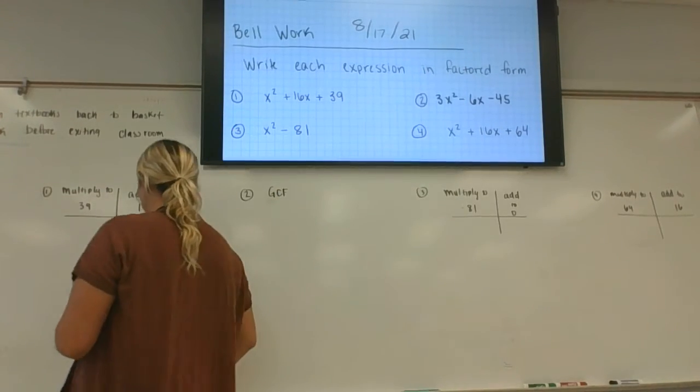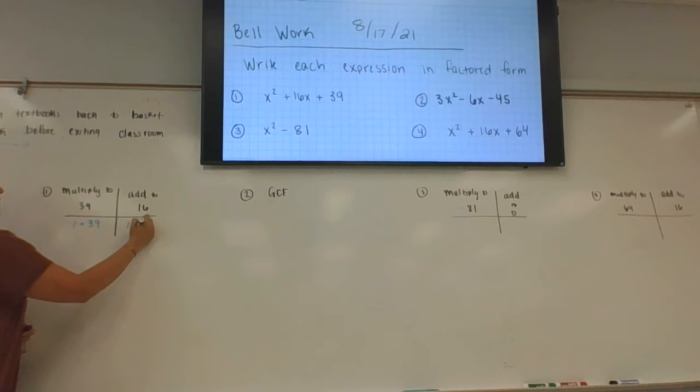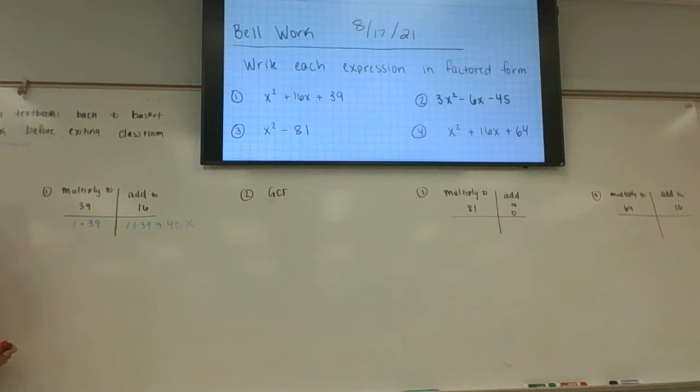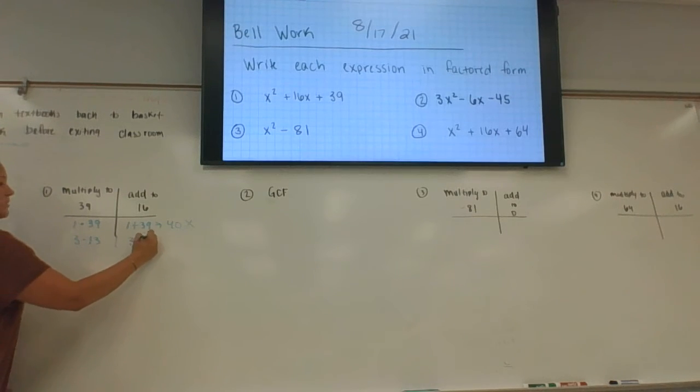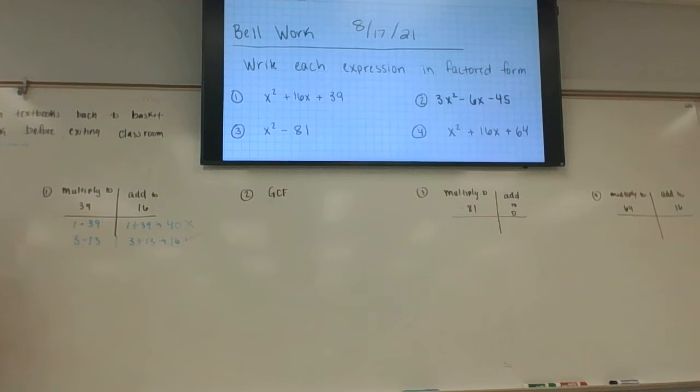So, what kind of numbers did you guys figure out would multiply to 39 for number one? 1 and 39 makes 39, but when you add them, you get 40. Doesn't work. What else would make 39? 13 times 3 makes 39. When you add them, they make 16. So those are the numbers you want.